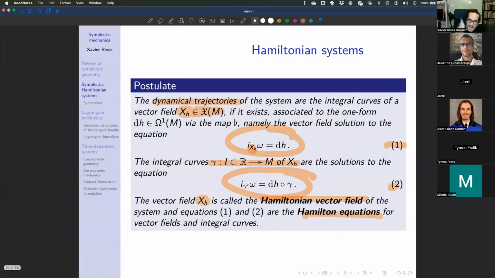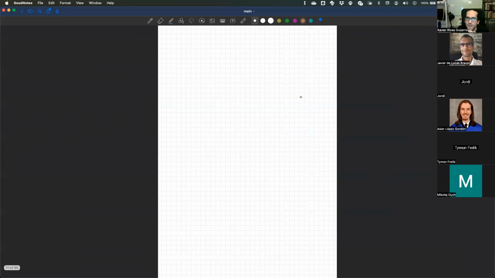Xavi? Yes. Maybe you can explain a little bit more in detail what equation 2 means, because when you have the integral curve, the left-hand side is defined only on the image of the curve, so it's a little bit... Yeah, okay. I will explain it right away.